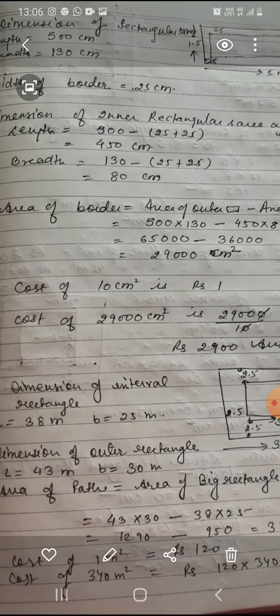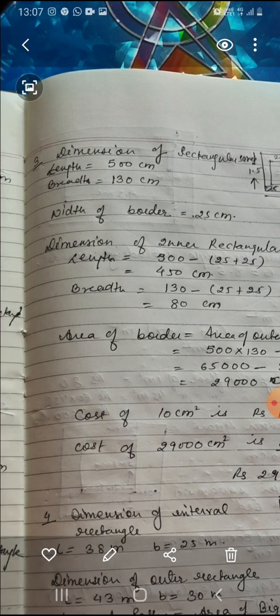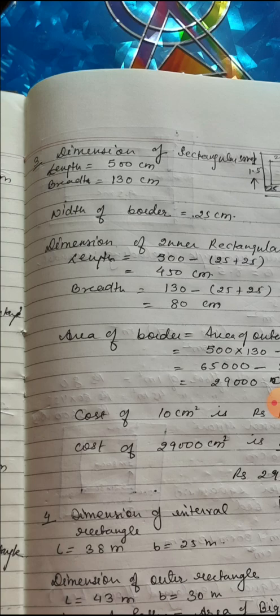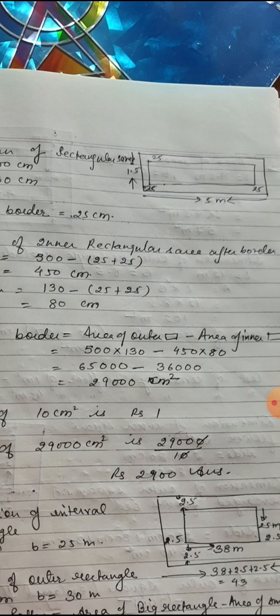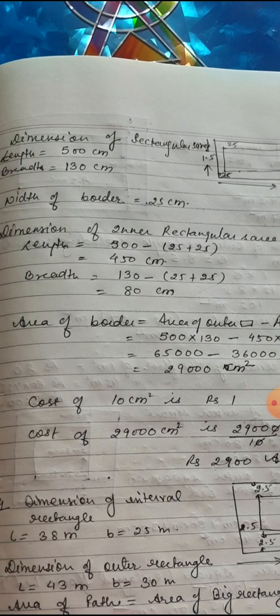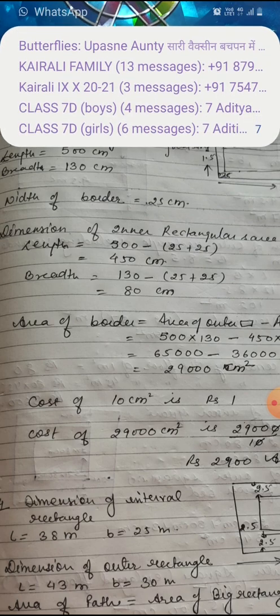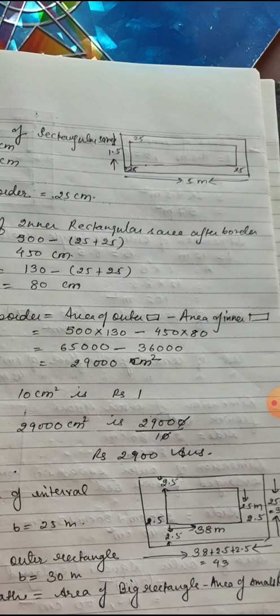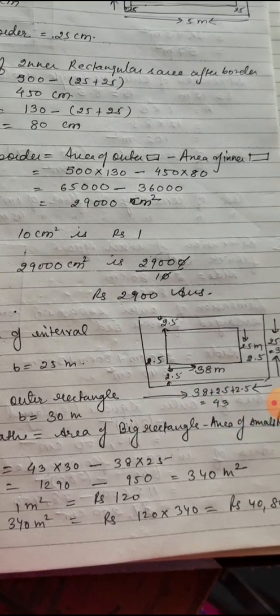Okay. Then the next question number 3, you can see dimension of rectangle is given as 500 centimeter and 130 centimeter. Border is equal to this, 25 centimeter. Again we will subtract, 500 minus 25 plus 25, that is 450, and 130 minus 25 plus 25, area of border, that comes out as area of outer rectangle minus area of inner rectangle. Cost of 10 centimeter square is given as 1, so cost of 29,000 centimeter square is given by 29,000 divided by 10. Same type of question is given in question number 4 also.